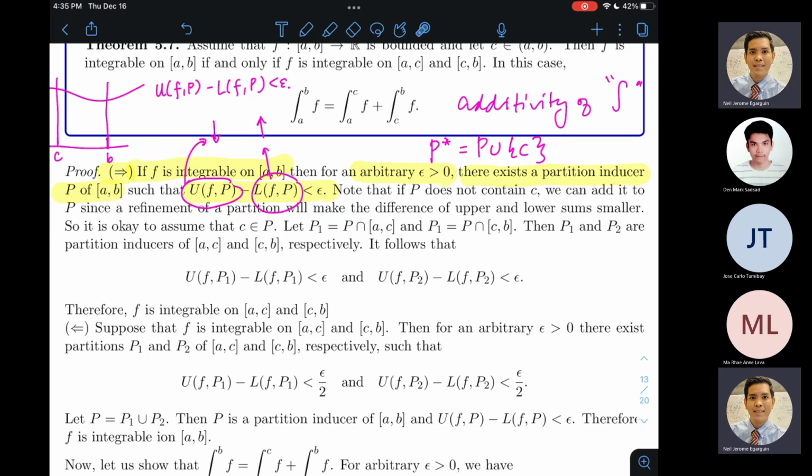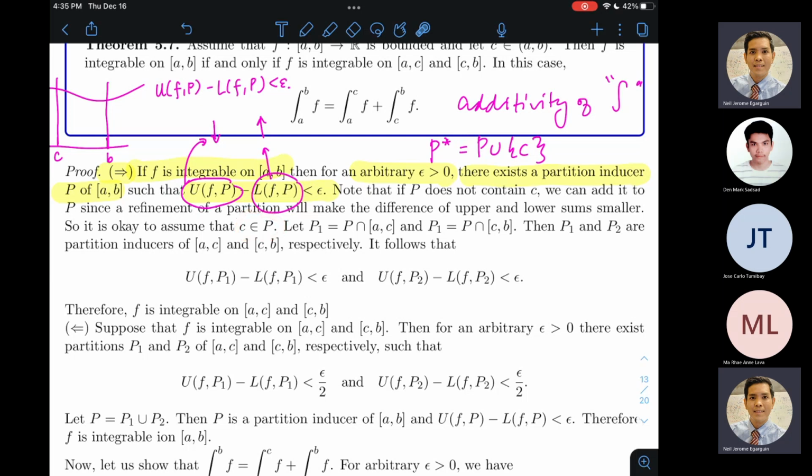But still that new difference, U_f(P*) minus L_f(P*) ay positive pa rin. Kasi nga yung upper Riemann sum laging mas malaki sa lower Riemann sum for any partition inducer. Mapa-refinement man yan o hindi. Okay? So totoo pa rin tong inequality na to para kay P star kung isasama ko kay C. So it doesn't matter if C is inside of that or not. Okay? Pero kakailanganin ko kasi yun later dun sa proof. So okay lang na i-assume natin na si C ay nasa partition inducer ni P.